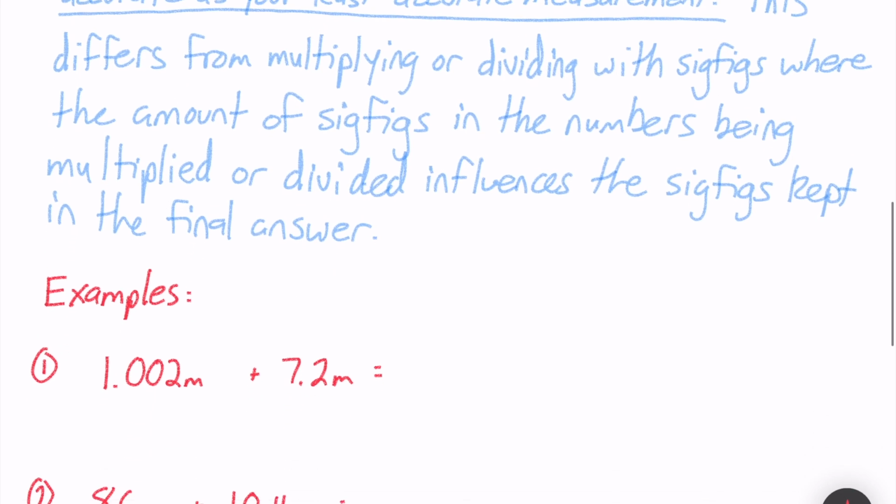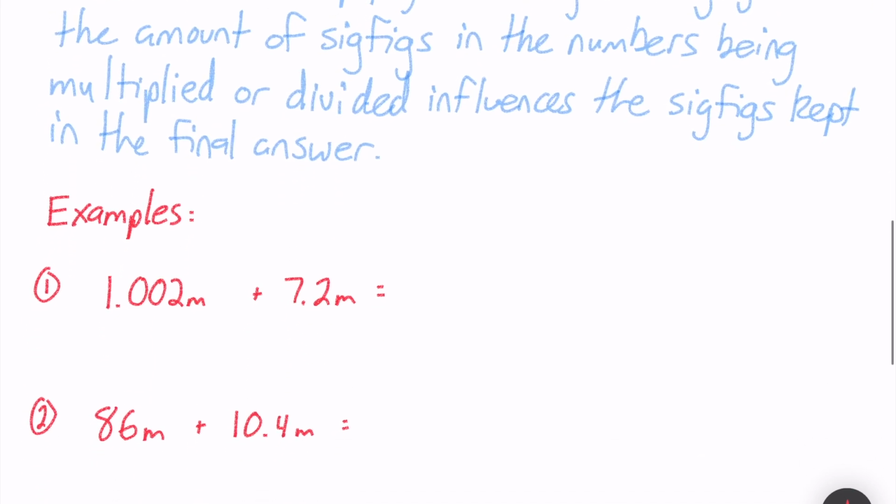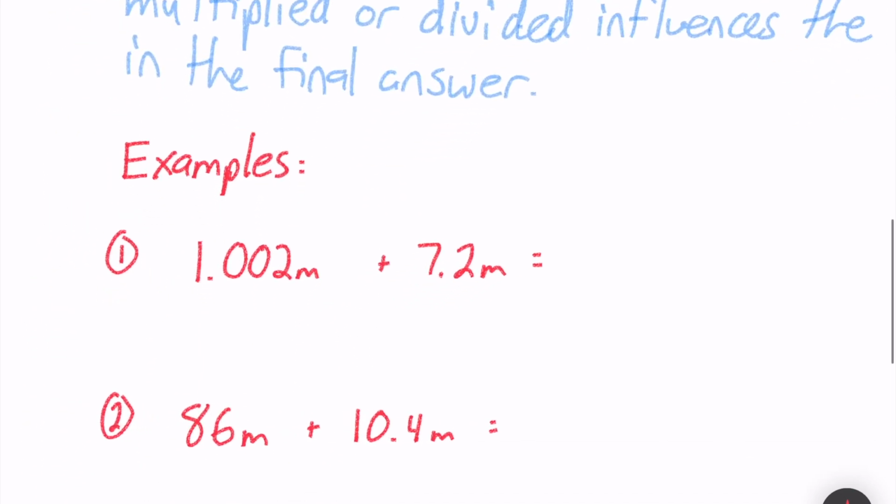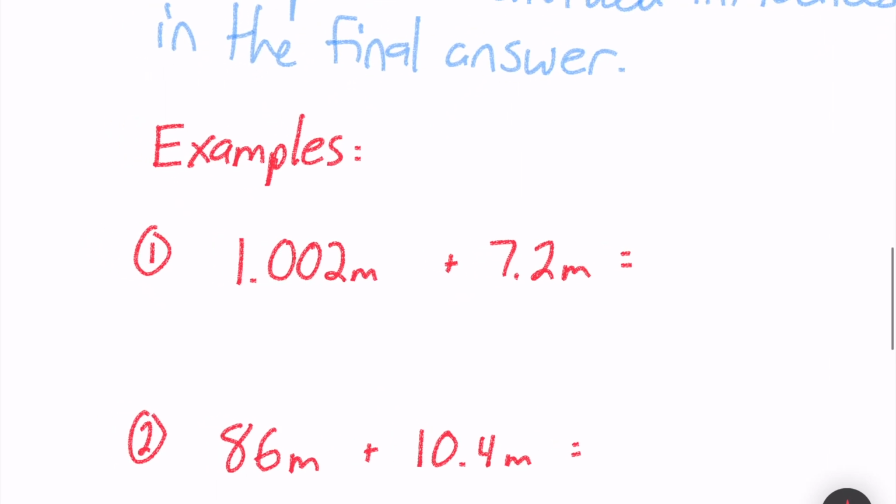We're going to go over 4 examples here. I'm just going to zoom in so we can get a better view. The first example is, let's say we took a measurement of 1.002 meters and we want to add it to a measurement of 7.2 meters. Let's discuss the accuracy of these two measurements.